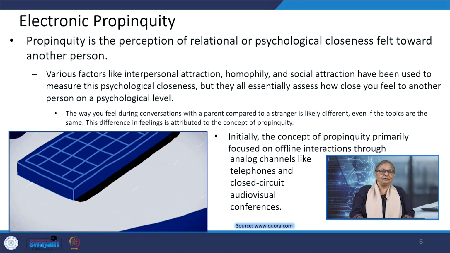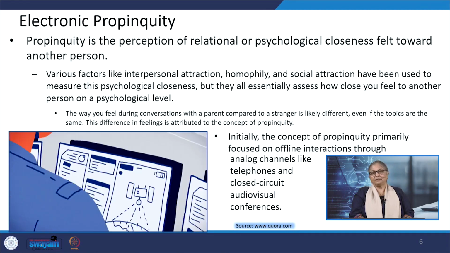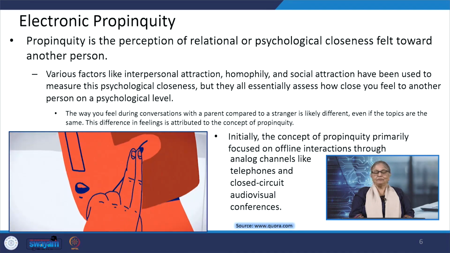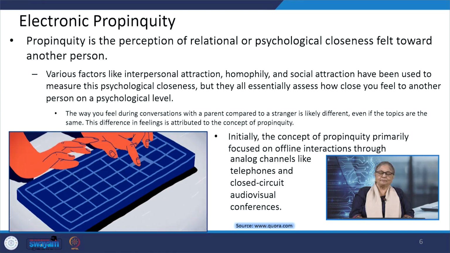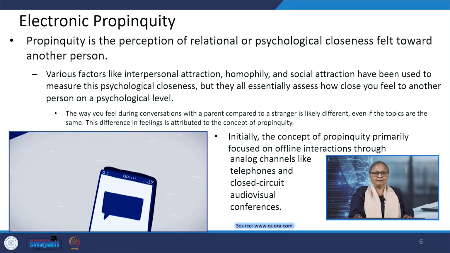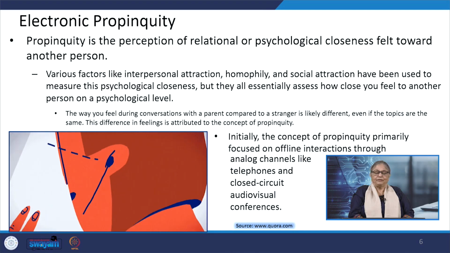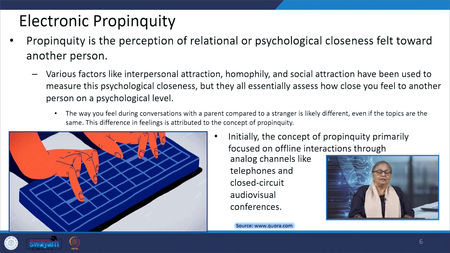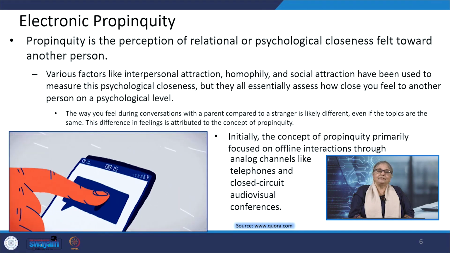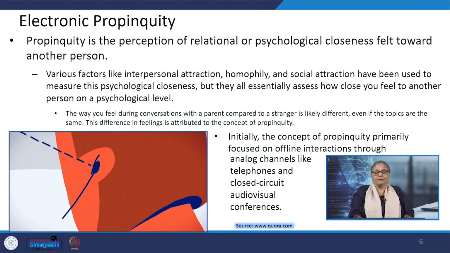The way you feel during conversations with a parent compared to your conversation with a stranger is highly different from each other, even if topics are the same. The difference in feelings is attributed to the concept of propinquity.